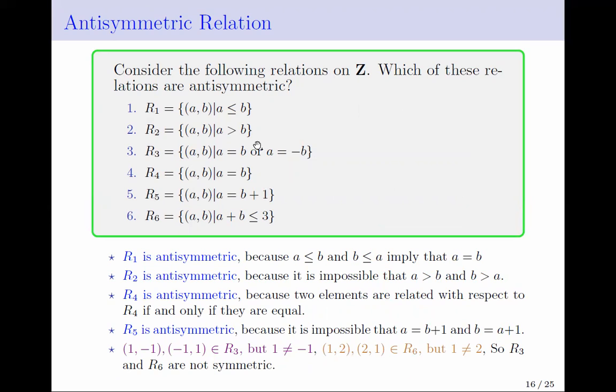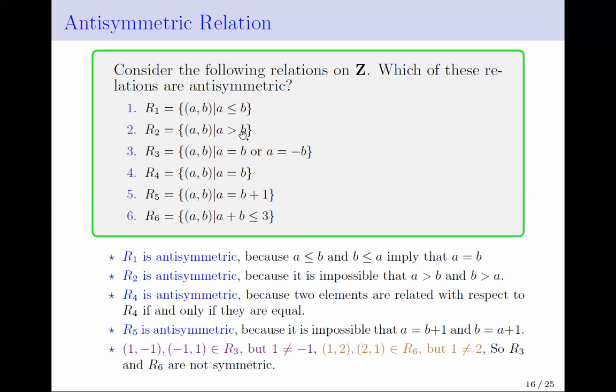Now we move on to the next examples. The relations are defined on the set of all integers. R1 is the set of all AB such that A less than or equal to B. R1 is antisymmetric because A less than or equal to B and B less than or equal to A implies A equal to B. Therefore, R1 is antisymmetric. What about R2? R2 is also antisymmetric because it is impossible that A greater than or equal to B and B greater than or equal to A. Is it clear?